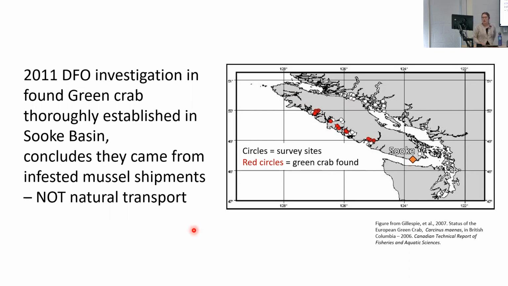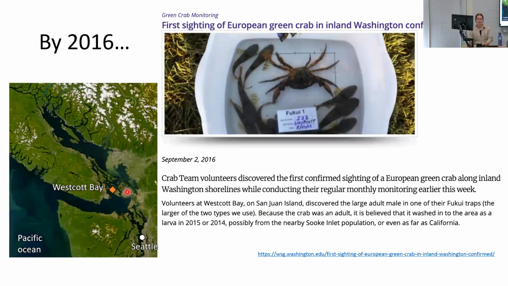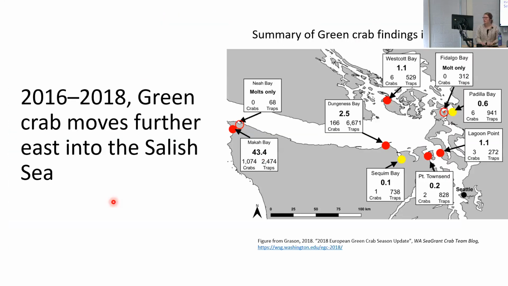In 2011, a Department of Fisheries and Oceans Canada investigation found green crab thoroughly established in Sooke Basin. Sooke is right in here. But they concluded that they came from an infested mussel shipment and not from natural transport. It was a really interesting project where they were trying to get the soft shell clams away from the green crab. When they moved the mussels, they had green crab larvae inside and infected the new bay. So it was very sad. And then by 2016, you were finding them further inside, and after 2016, they were found all around these inland waters.